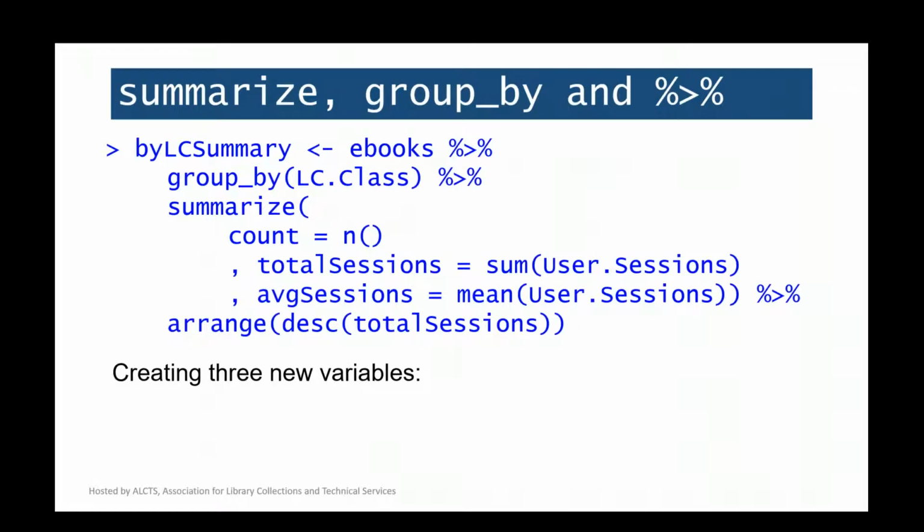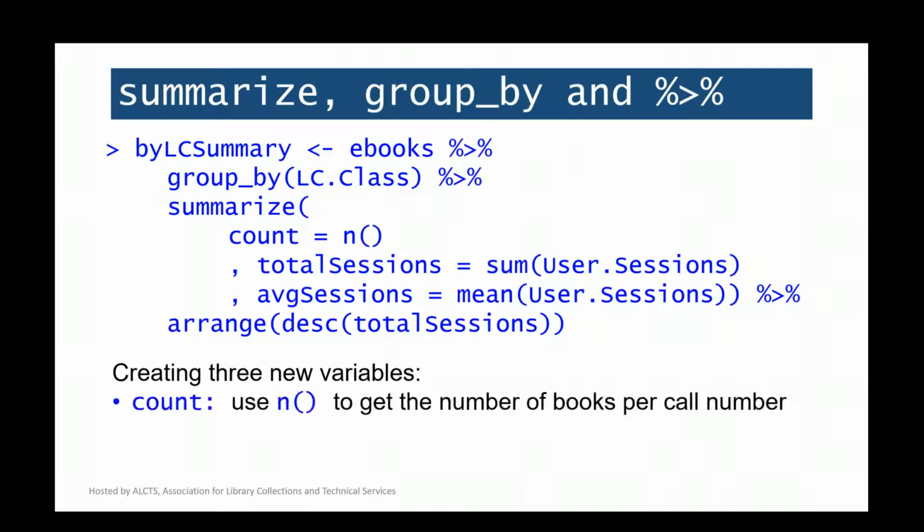Rather than create a separate by LC grouped data frame, I'm going to create a new one called by LC summary. This is going to get ebooks, and remember you read the pipe operator with the word then. So get ebooks, then group ebooks by LC class, then summarize it. And when I summarize it, I want to create 3 different columns. The first column is going to be count. This will give me the number of books per call number.